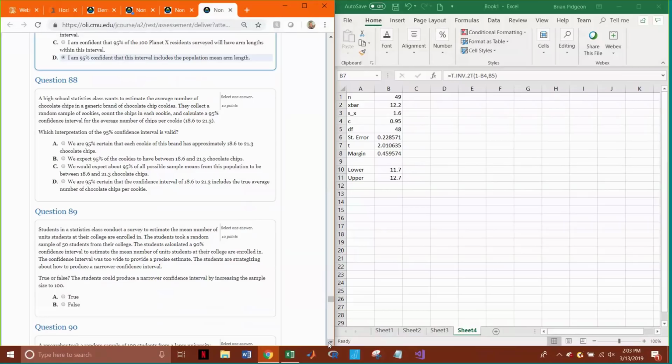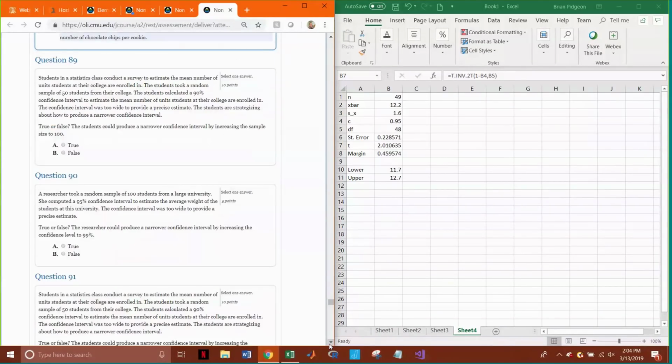A high school statistics class wants to estimate the average number, they collect a random sample. Yeah, okay. So, which interpretation of the 95% confidence interval is valid? Didn't we just do this one? We are 95% certain that the confidence interval 18.6 to 21.3 includes the true average number of chocolate chips per cookie. Yeah, okay.